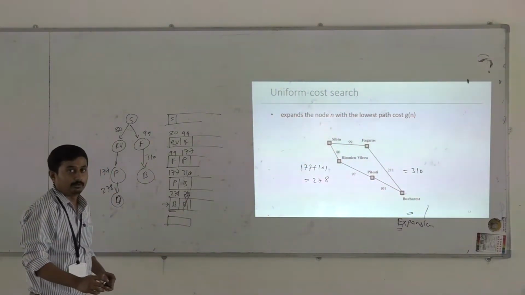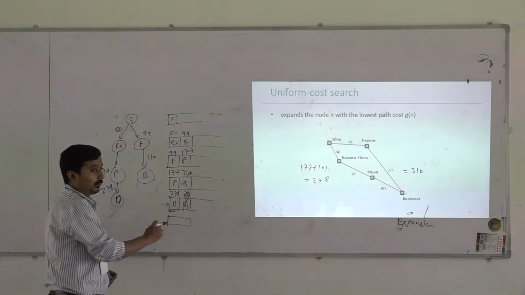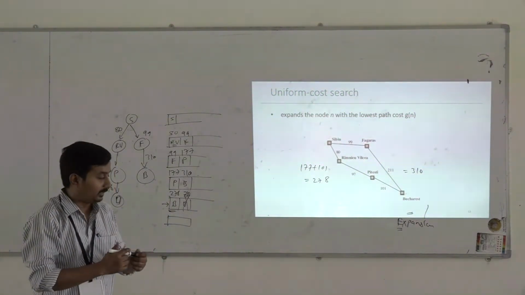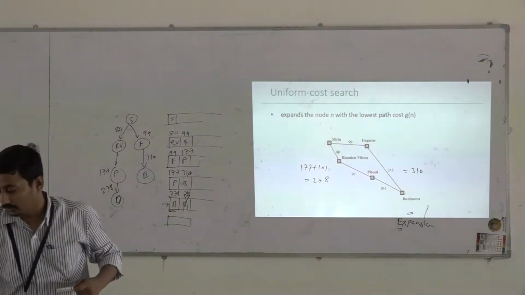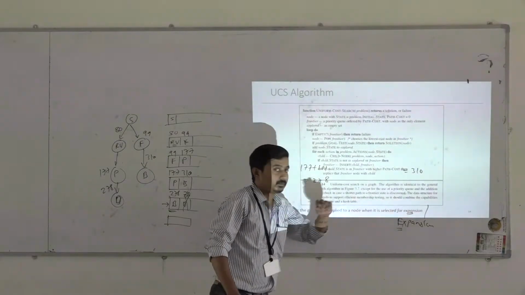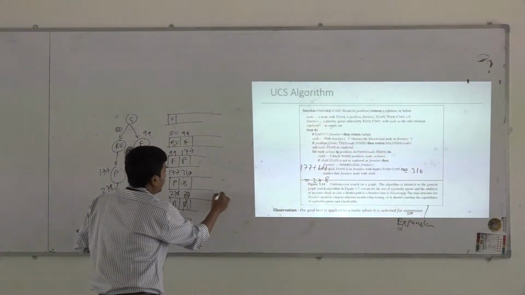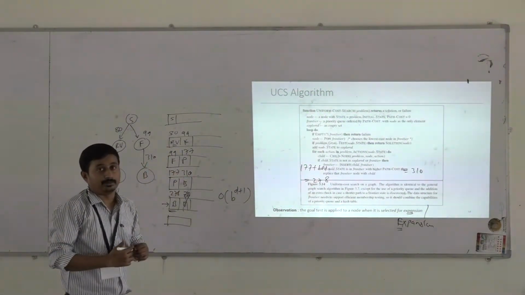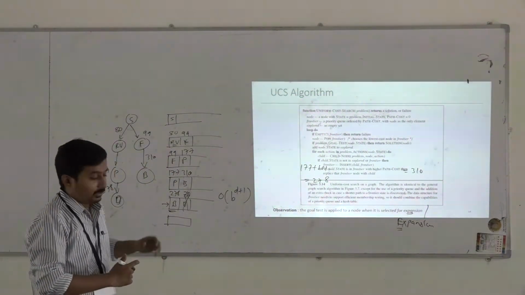So observe here, we have applied the goal test at the time of expansion, not at the time of generation. That is the limitation of UCS. You have to apply the goal test at the time of expansion. So obviously its complexity will be one step ahead of the DFS. So what is the algorithm here?